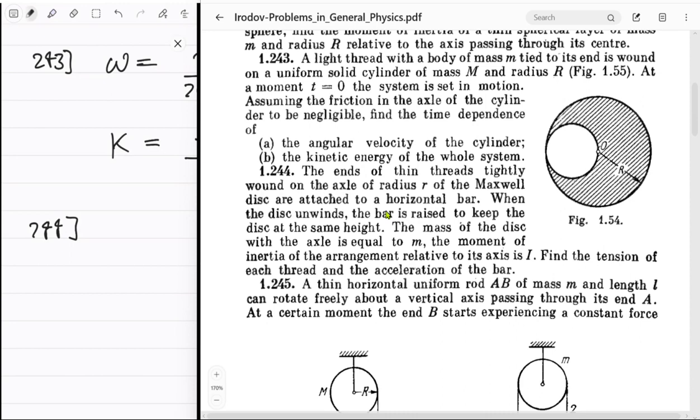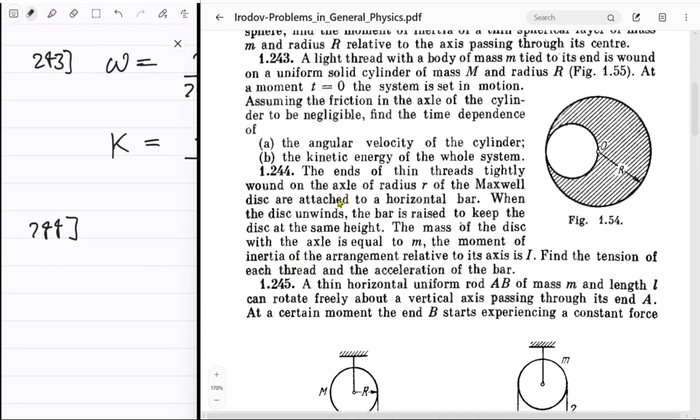Axle. What? Look, first of all, I'm not sure what a Maxwell's disk is. As much as I remember, it was this thing, right? The ends of thin thread tightly wound on the axle. But where is the axle? I think this might be the axle, right? They also didn't give us any figure, which would have helped us, right?